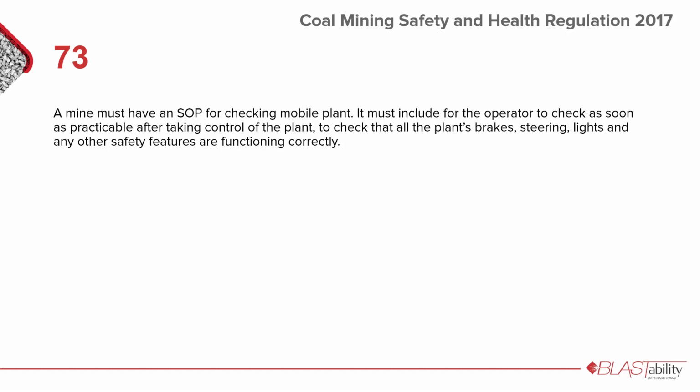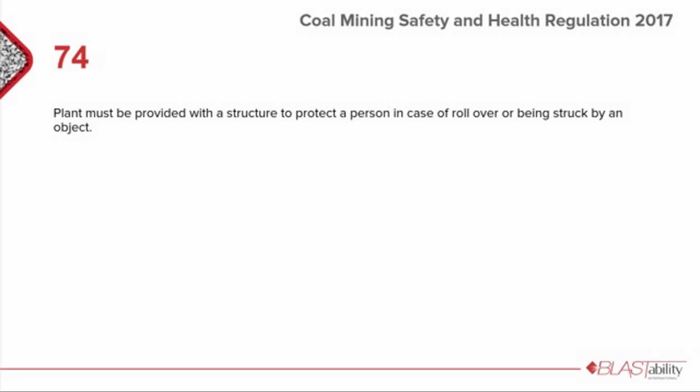73. A mine must have an SOP for checking mobile plant. It must include the operator checking, as soon as practicable after taking control of the plant, that all the plant's brakes, steering, lights, and any other safety features are functioning correctly. 74. Plant must be provided with a structure to protect a person in case of rollover or being struck by an object. 75. The use of seatbelts must be determined using risk assessment. If a seatbelt is present, it must be used.